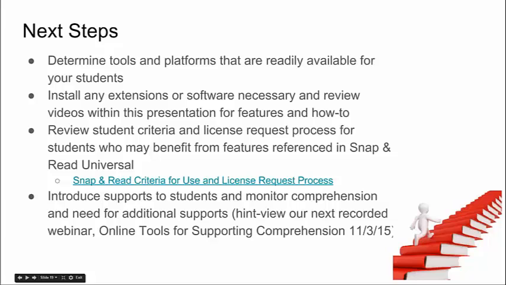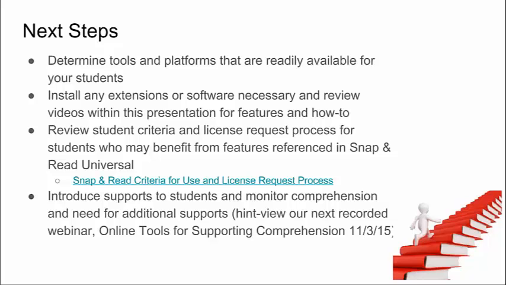So that concludes our tools for reading accessible materials. Some possible next steps is to determine some tools and platforms that are readily available for your students. So looking around your classroom, around your building, asking students about what supports they might have available at home. Do they have Chromebooks available? Do they have the Chrome browser accessible to them on a computer in your classroom or elsewhere in the school or at home? Do they have some mobile devices that they can use? Gathering all that information, then determining from that what extensions or software might be necessary to install, and reviewing the videos within this presentation, again, to review the features available and a little how to use those.